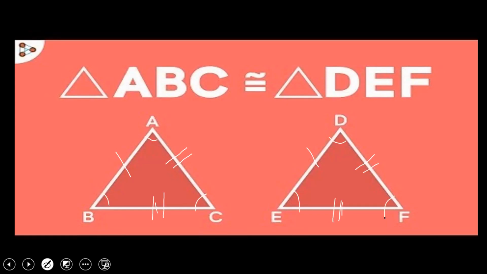Don't forget, you have to check all the sides and all the angles. It must be all the corresponding sides and all the corresponding angles, to check if these two triangles are congruent or not. All of these things we talked about yesterday.